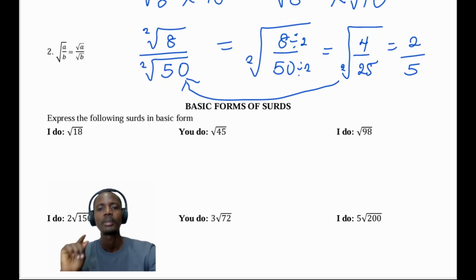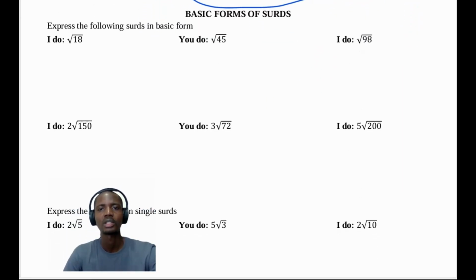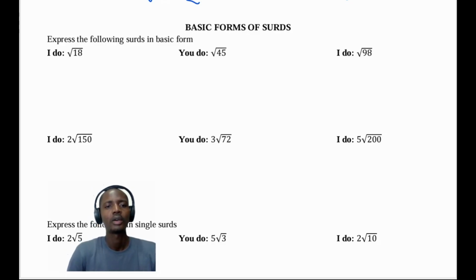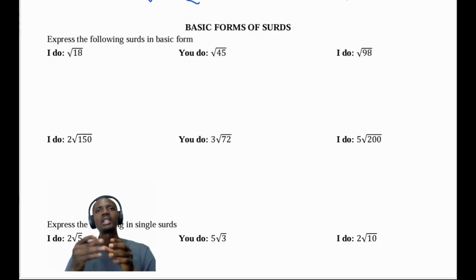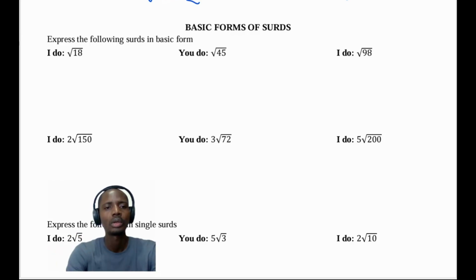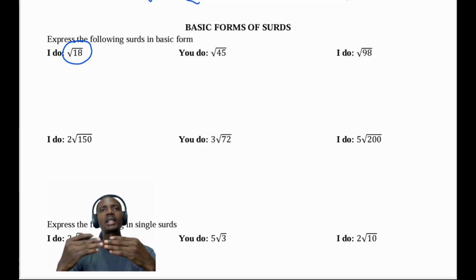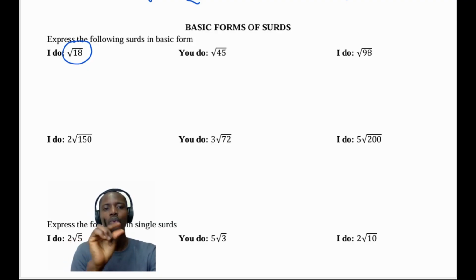Let's progress into the basic forms of surds. Now, what does it mean when we want to put surds in the basic form? Expressing surds in the basic form is expressing it in the simplest form. So when you consider a number like root 18, 18 can be expressed as a product of two numbers such that one of the numbers is a perfect square, right? Once we're able to do that, it makes our work very easy.